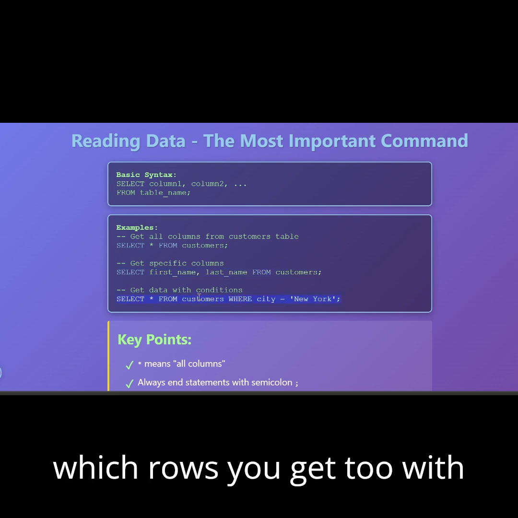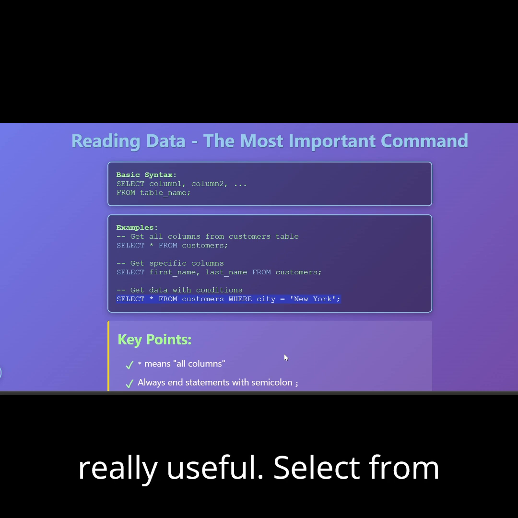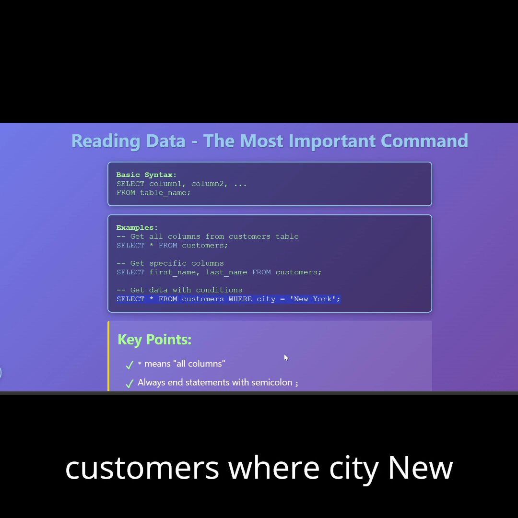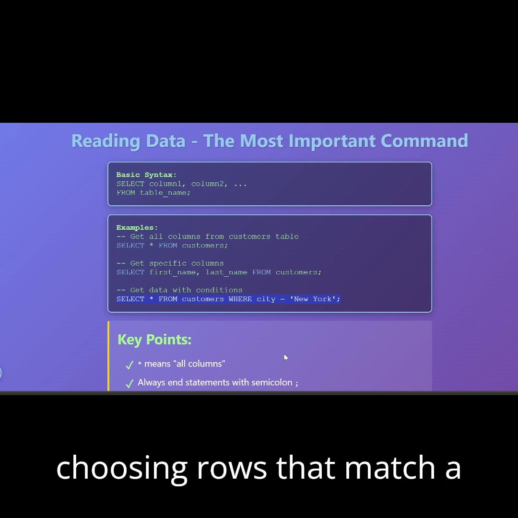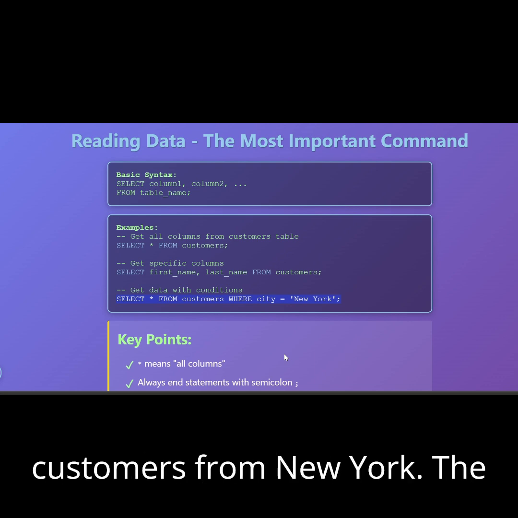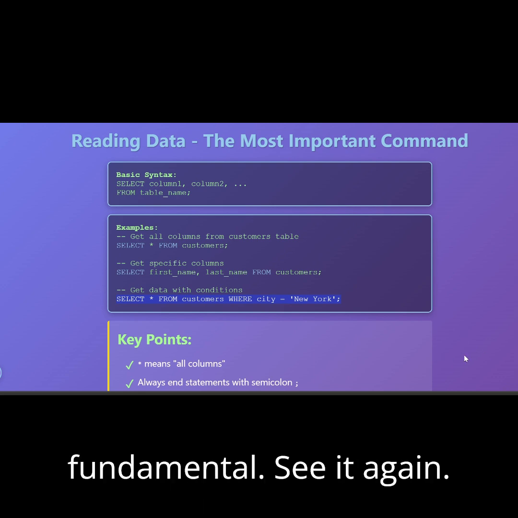And you can filter which rows you get with where. Now select gets really useful. Select star from customers where city equals New York. This isn't just choosing columns, it's choosing rows that match a condition. Only show me customers from New York. The where clause is key for targeting. Absolutely fundamental. We'll see it again.